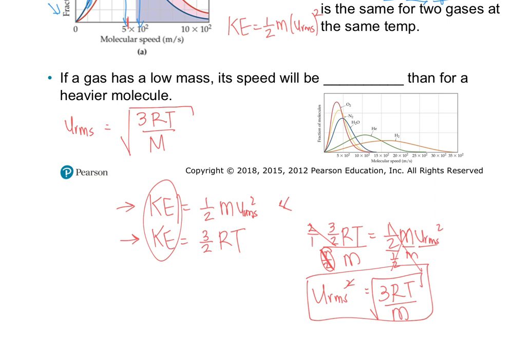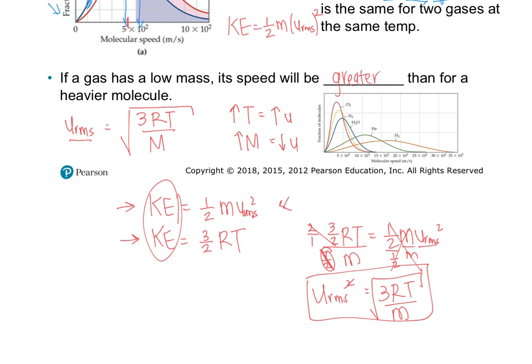What this means is that as the temperature increases, our speed increases. As the mass increases, so as we have heavier objects, the speed decreases, right? Because mass is in the denominator, and if we get a bigger denominator, it lowers the overall speed. So a gas with a low mass will have a greater speed than a heavier molecule.